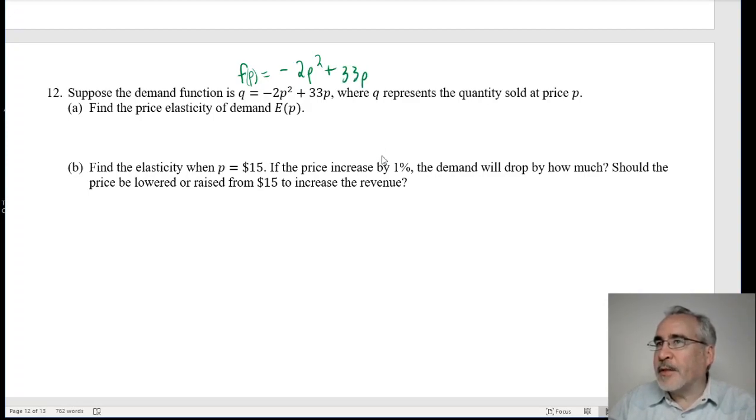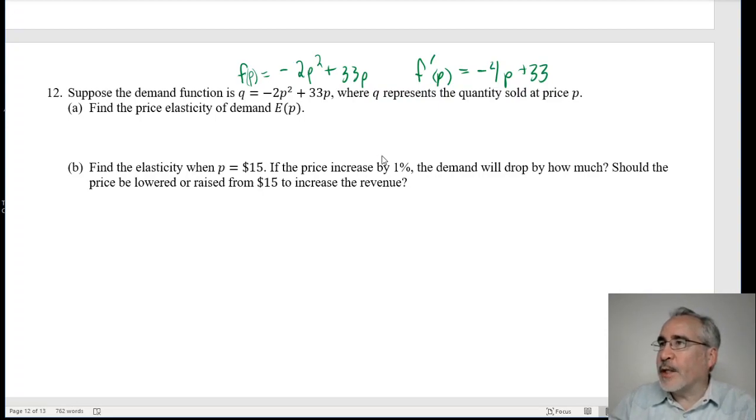So remember, since we want elasticity, we're also going to need the derivative. And I like to do these things in pieces. So let's take the derivative. We get 2 times 2, that's going to be negative 4p to the first power. Subtract 1 from the exponent, right? For this part, we get 33 as our derivative because 1 times 33 is 33.